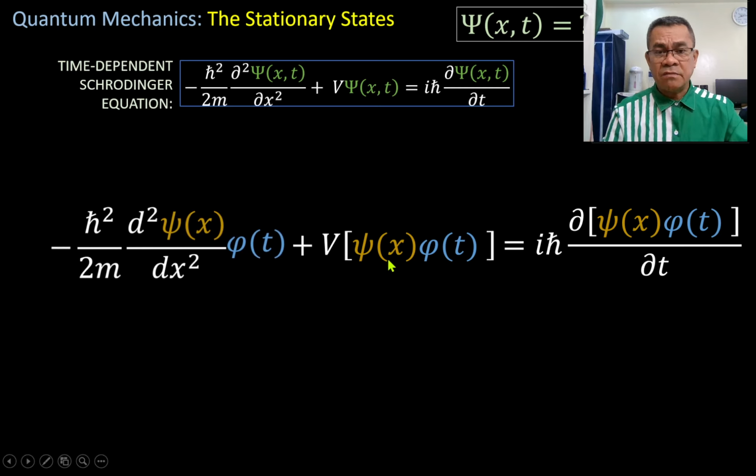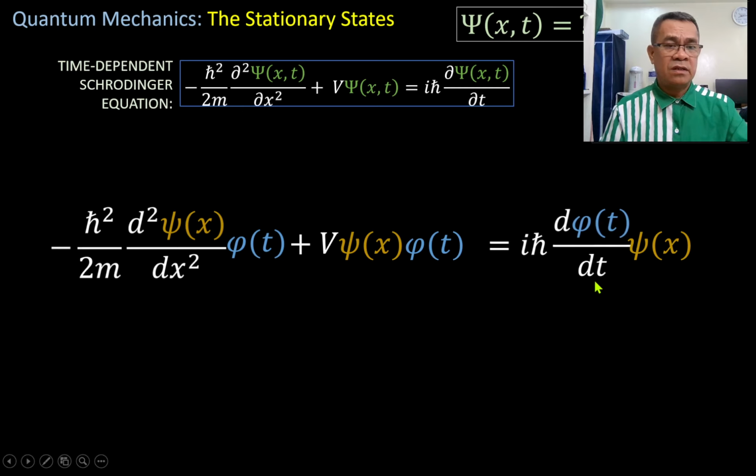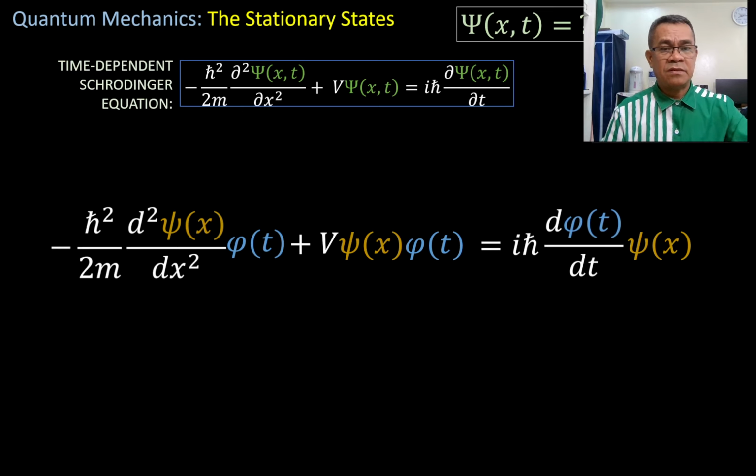The second term, we can do nothing, except we can remove the grouping symbol. And the right member, take note that this is with respect to time. Hence, the psi(x) does not depend on time, so we can move it out of the operation. So therefore, this is it. Okay. Next step. We are done with substituting the big psi with the stationary states.